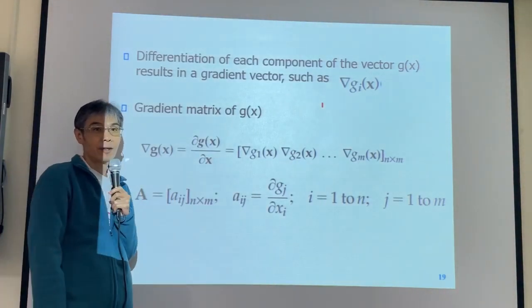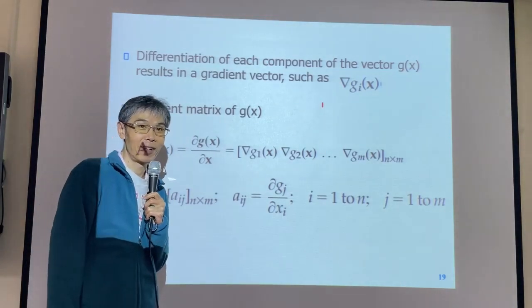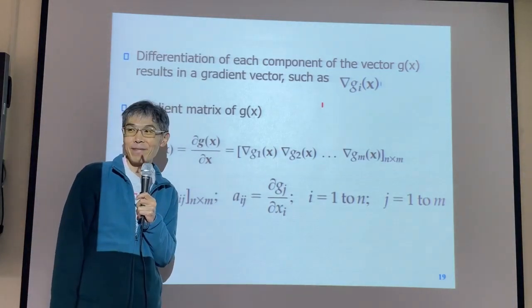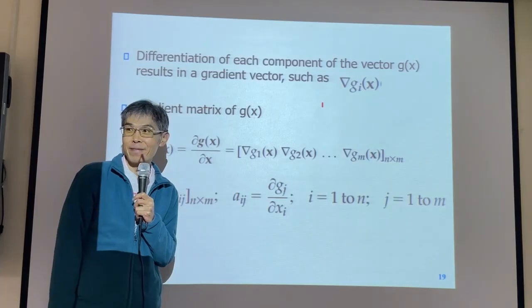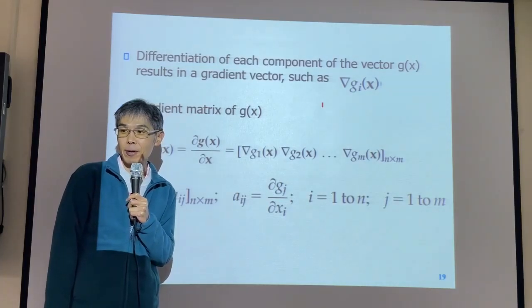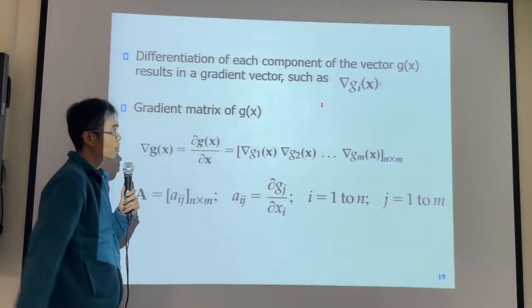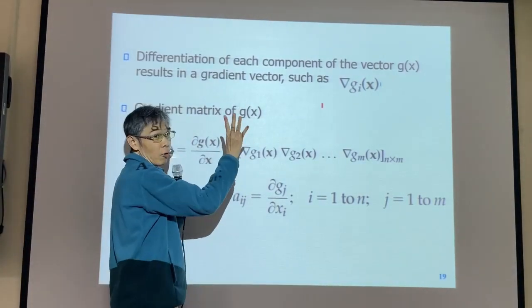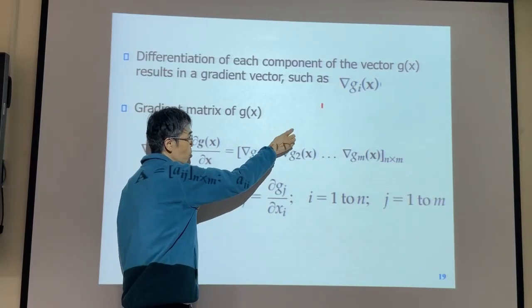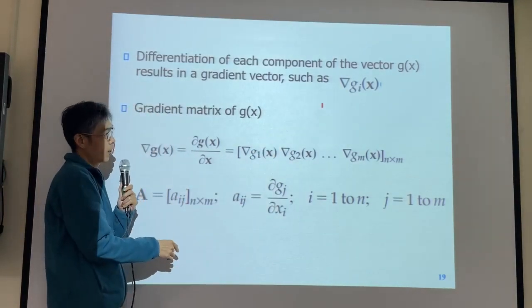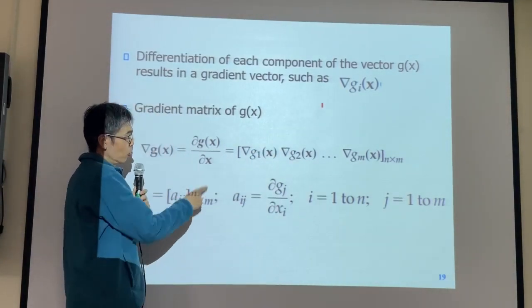Junho, you fall asleep. Okay, please write down a gradient matrix. G has 4 components, G1, G2, G3, G4.